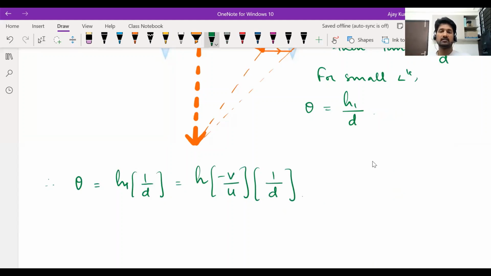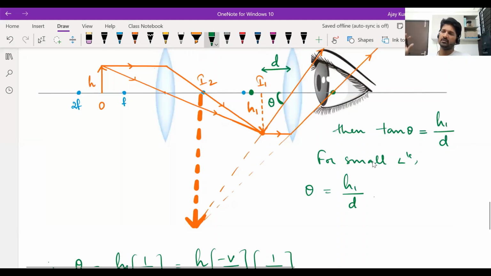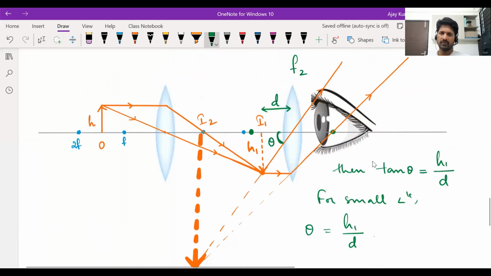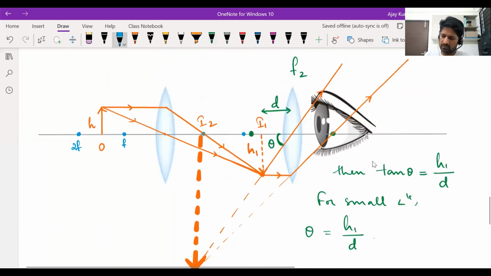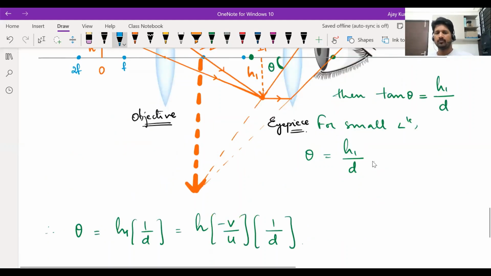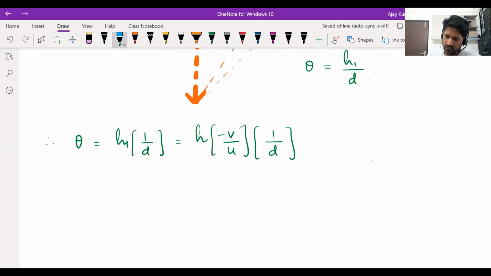That is the final angle subtended by the image on the observer's eye when the observer looks through the compound microscope. And see, compound microscope has two lenses, as you can see. The lens which is close to the object, it's called the objective lens. And the lens which is close to the eye is called the eyepiece. So instead of calling the focal lengths f1 and f2, you can call them as fo and fe. Anyway, this is the final angle subtended on the eye.